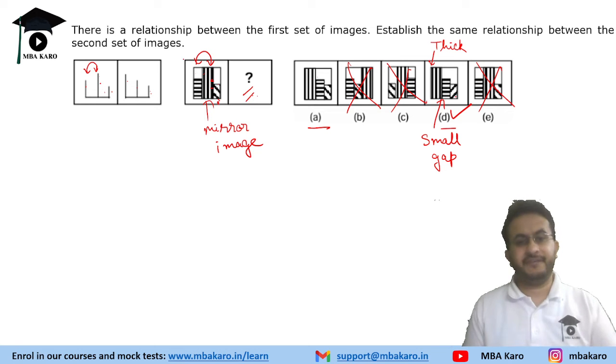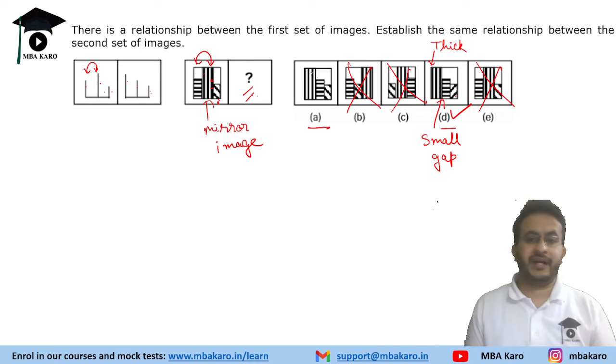Now the given figure had straight lines, so the mirror image looks exactly like it, right? So we cannot differentiate between the mirror image. Some of you might have marked answer A, that is wrong, because if you notice the pattern, it has one thick line and one line with a small gap in between. So only option D has that small gap as well as the thick line concept. So the answer is option D.